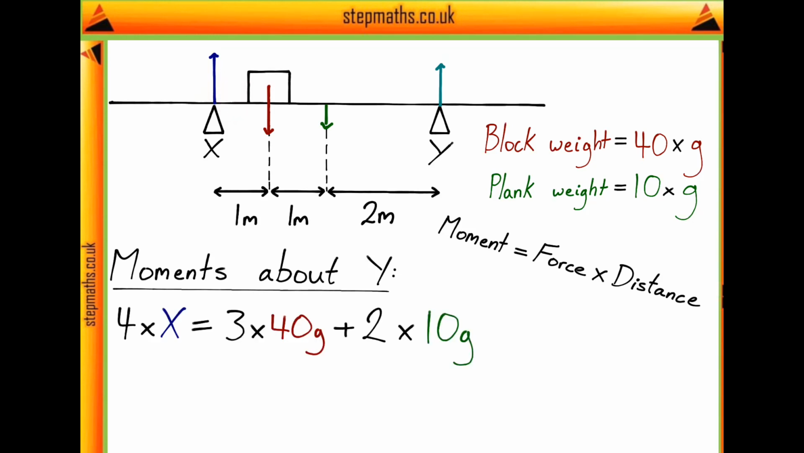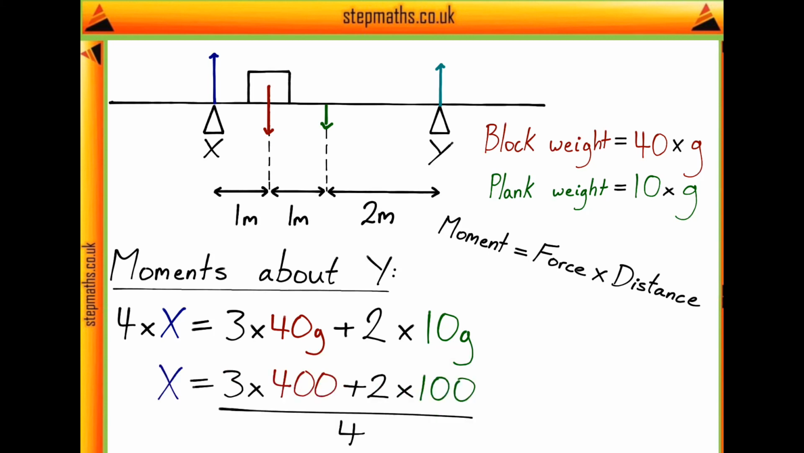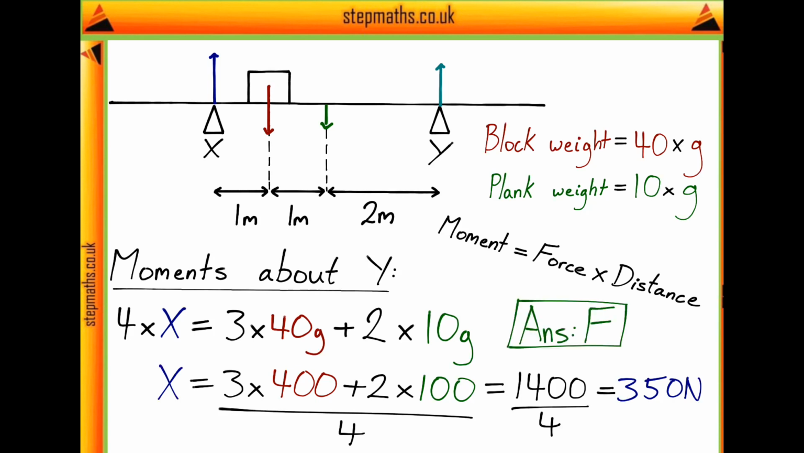So writing this mathematically, we have the distance of the force at X from Y, which is just our 4 metres, which is going to be equal to our two anti-clockwise moments: the moment due to the block, which is its weight multiplied by the distance of the block, plus the distance of the centre of mass of the plank, multiplied by the weight of the plank. If we then go ahead and rearrange this for X, then we get this, which we can simplify to get 1,400 divided by 4, which comes out to be just 350 newtons. This will correspond to answer F.